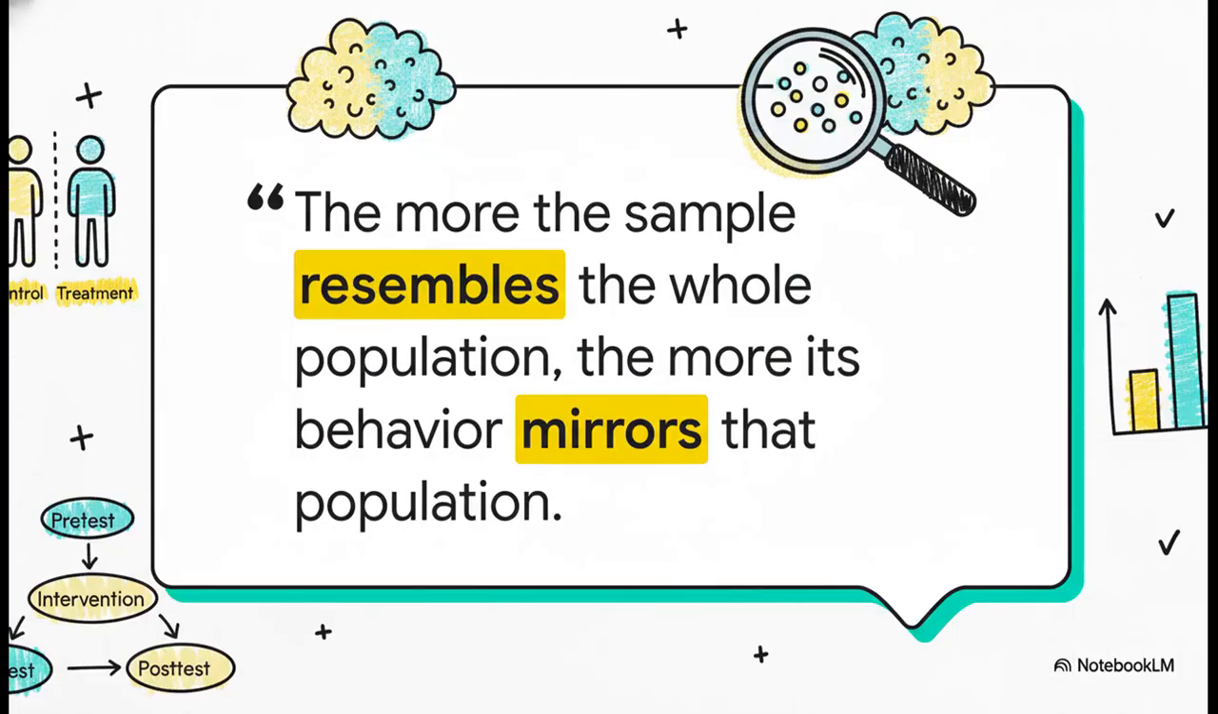And this really gets to the why of it all. As this quote puts it, when you create these fair, random groups, you're making a tiny, miniature version of the entire population. And that means whatever effect you see in your little experiment is way more likely to be a real effect that you'd find out in the big, wide world.